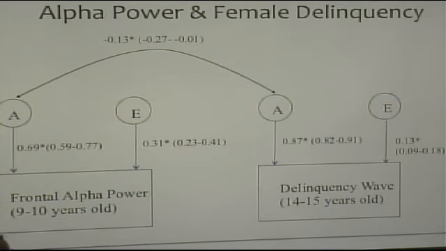When you look at the females, again, the entirety of the relationship is explained by genetics. And this time it's a negative relationship, and that only corresponds to the fact that the phenotypic relationship was negative. And we find, again, that both delinquency and frontal alpha power were quite heritable.